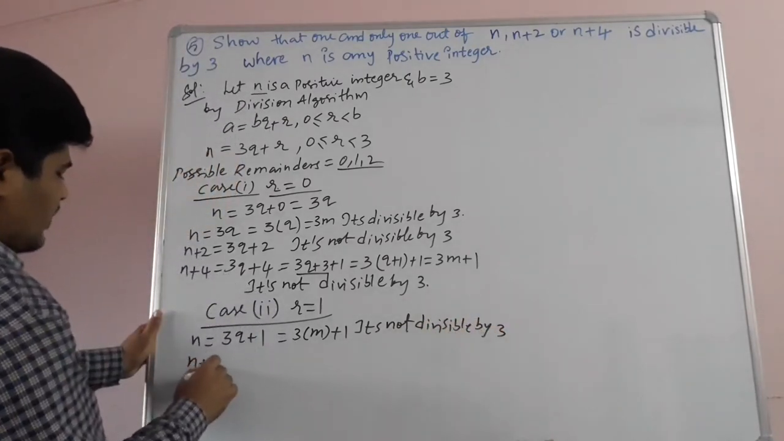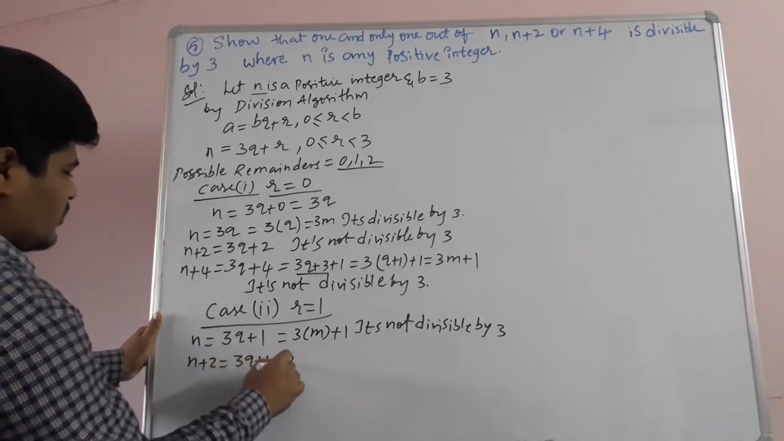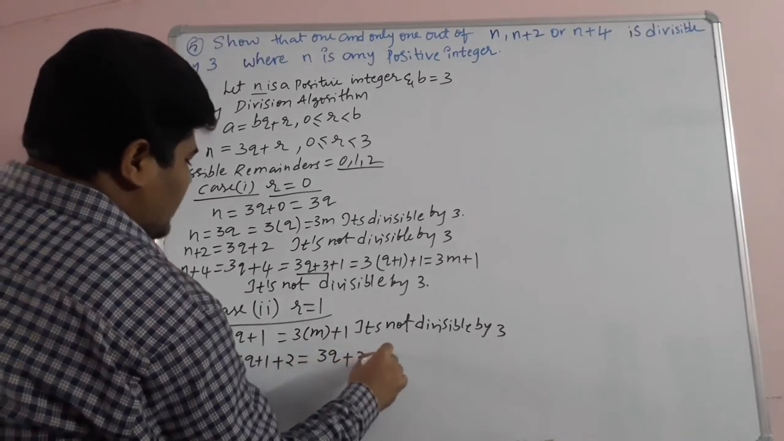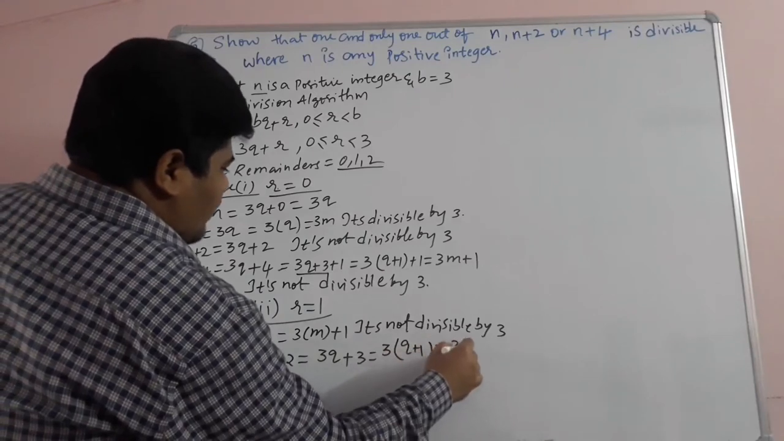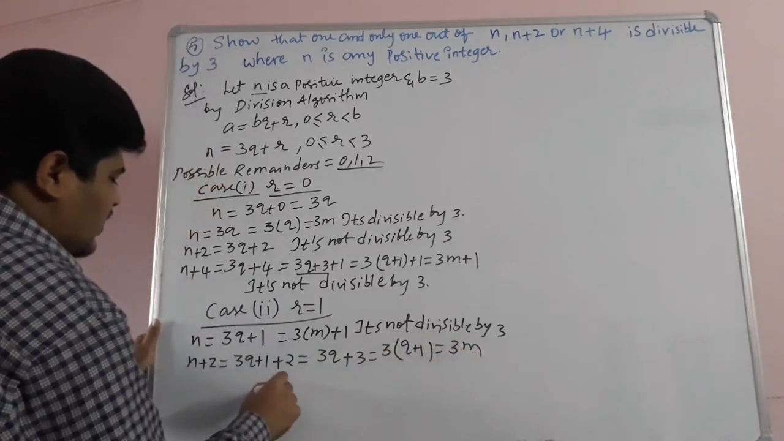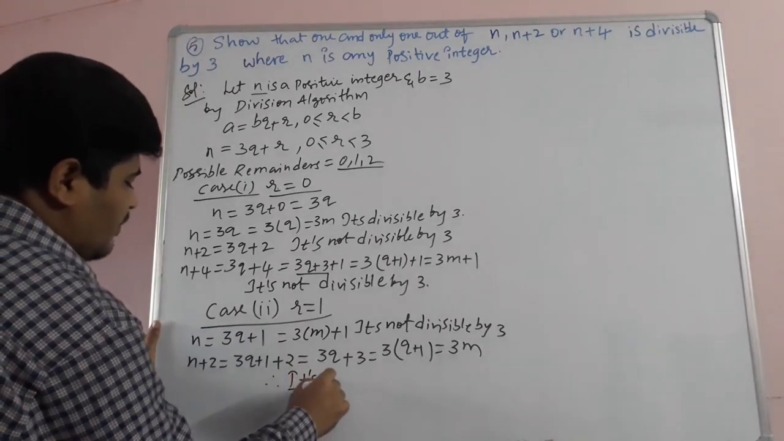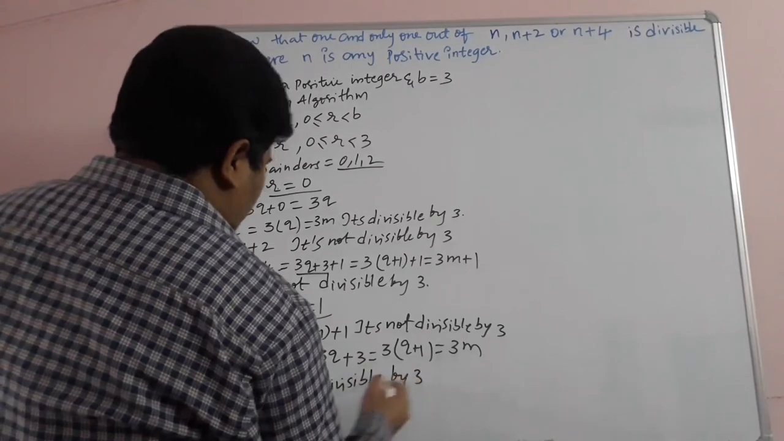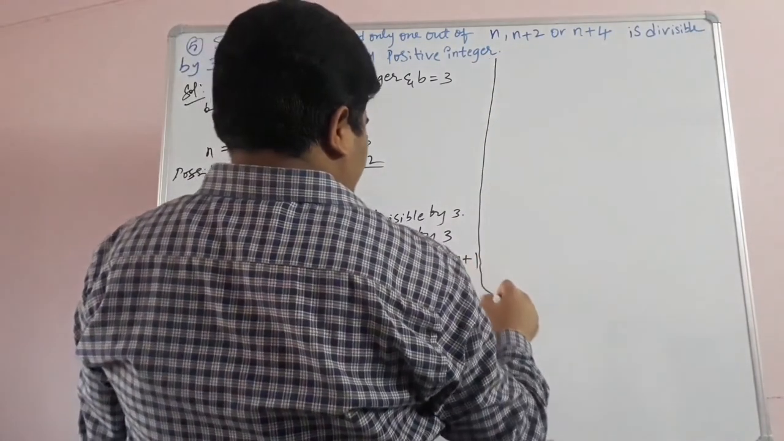Now n plus 2 is equal to 3q plus 1 plus 2. That is equal to 3q plus 3. You can take 3 common: 3 of q plus 1. This is in the form of 3m. So children, therefore 3 into something, it's divisible by 3. Now take the n plus 4 value.